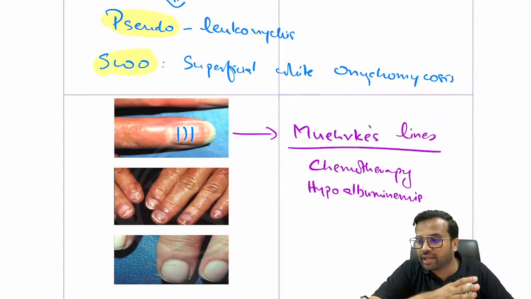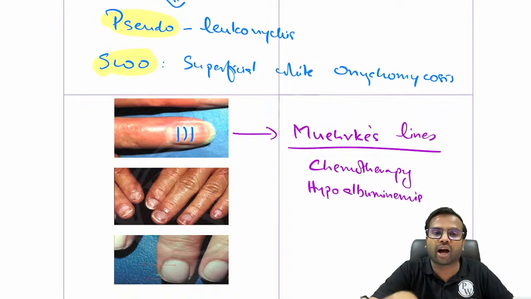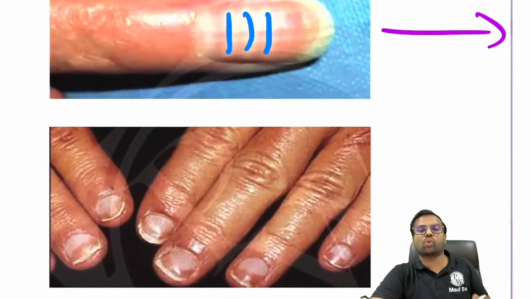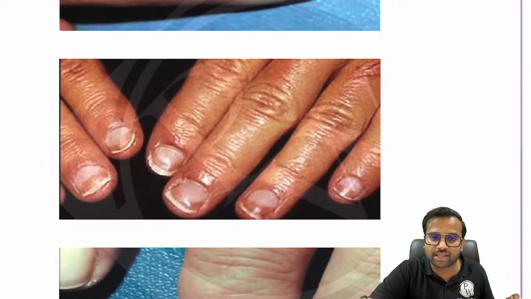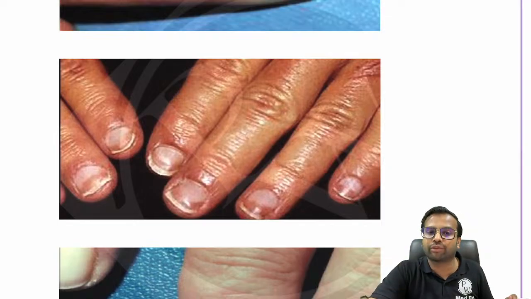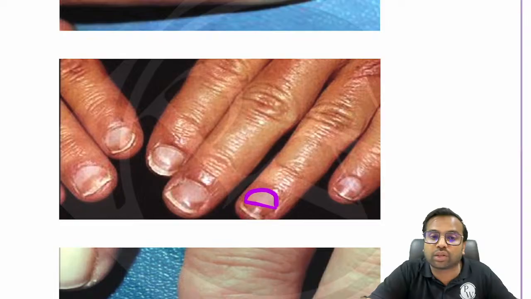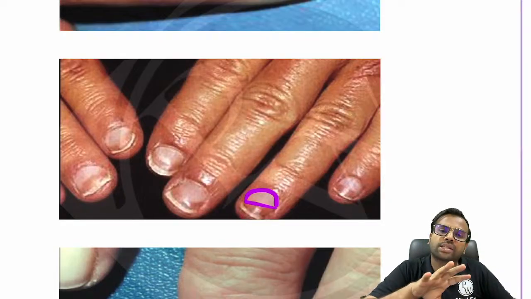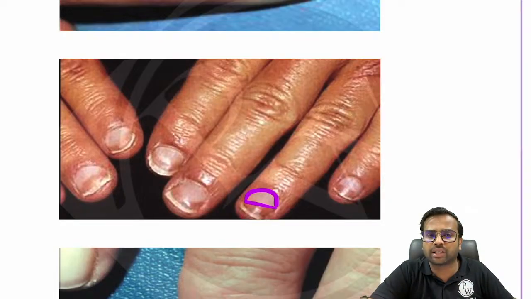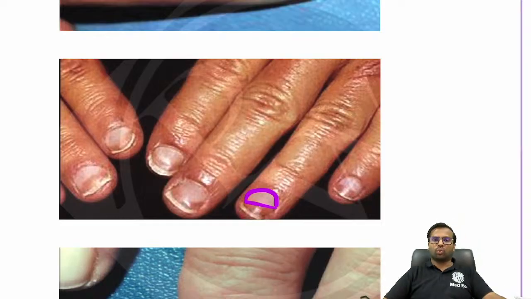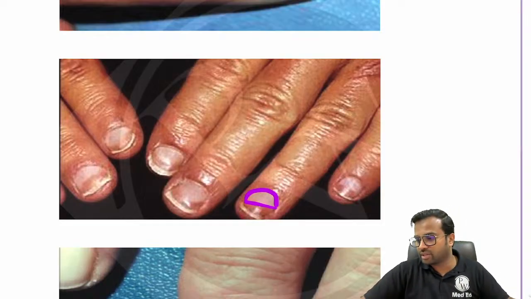Sometime earlier, one of you was telling about half and half nails. Now this is what you call half and half nails. So focus on this image very carefully. You can see that half of the nails have turned white in color. Now which half has turned white in color? Proximal half has turned white or the distal half?